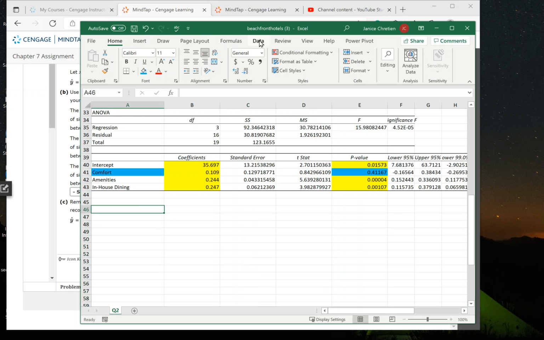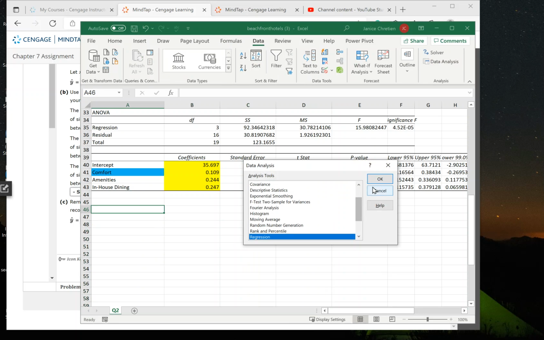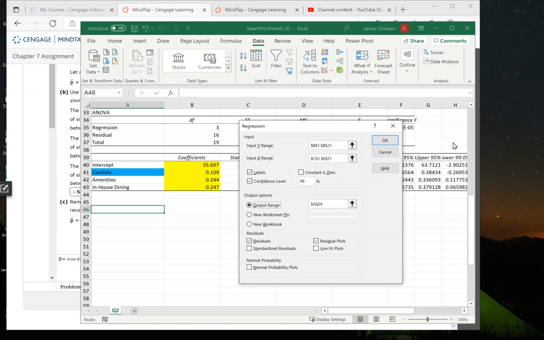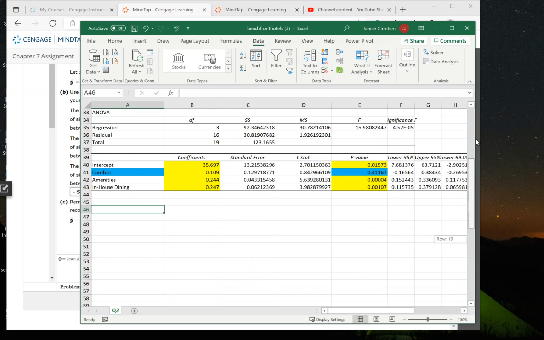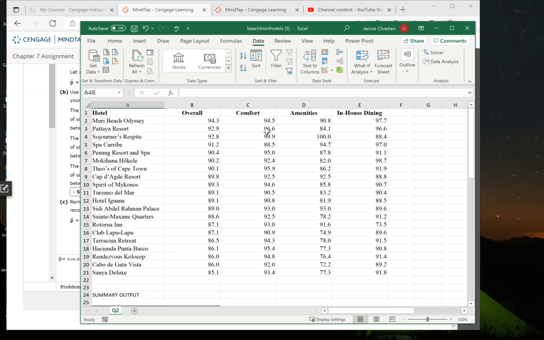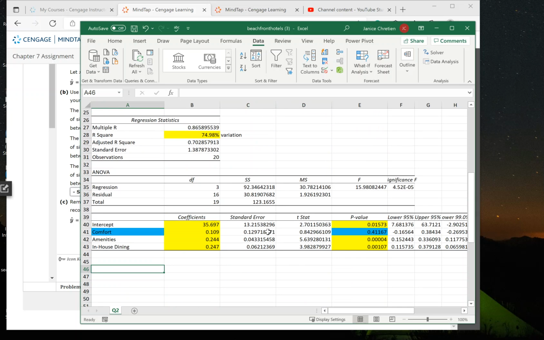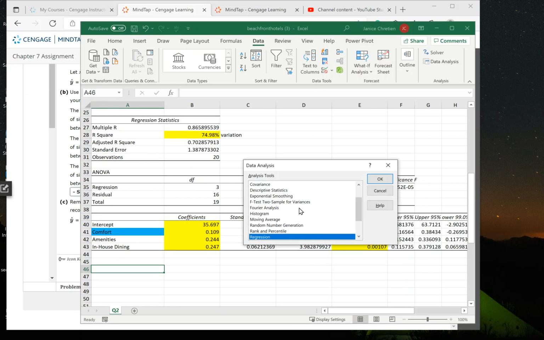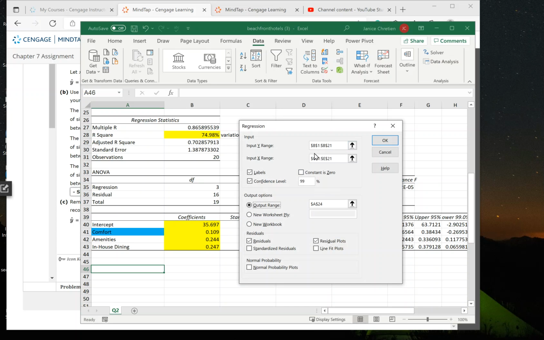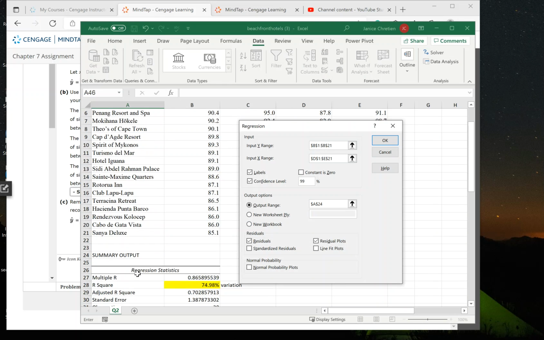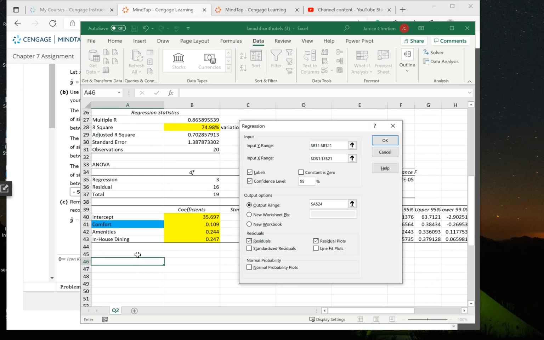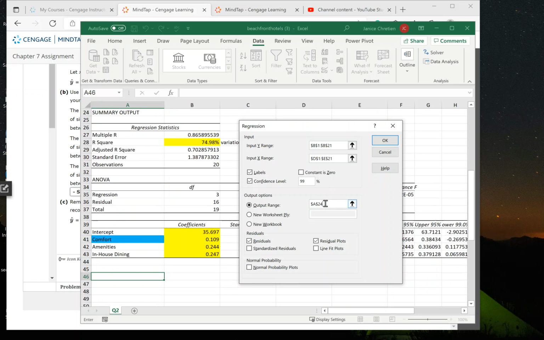So I'm going to say data analysis, regression. So I'm removing, it was, let me go back up here. Removing the C column. Data analysis, regression. My Y will stay the same, but my X will now begin at D. My output range will be A46.